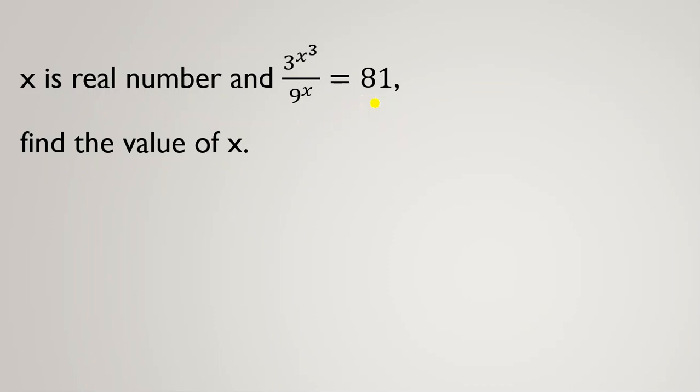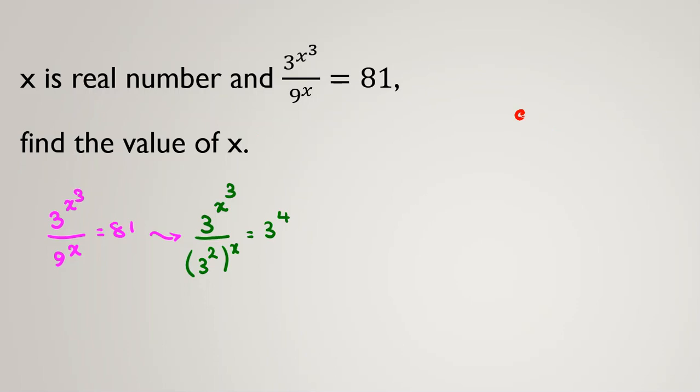So working with these numbers is so much better than if we had, for example, 2, 9, and these numbers. Let's check. If we write the main equation, 3 to the x cubed over 9 to the x equals 81, I want to consider base 3 for all of them. 3 to the x cubed over 9 is 3 squared to the x, and 81 is 3 to the 4.